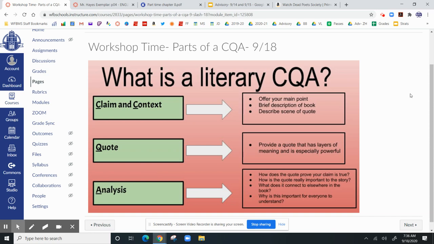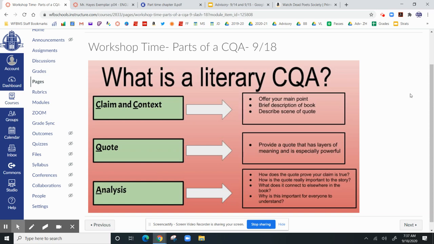The reason being is because if we just jump into the quote without any background, the reader is going to be confused about what's going on. Who are these characters? What is this setting? So in the context, it'd be beneficial to describe a little bit about the book. You don't want to go into too much detail, but just the essentials, and then describe that scene of the quote that you chose. That's why it's so important to pick the quote first, like we did yesterday, so you can describe that scene in the context.